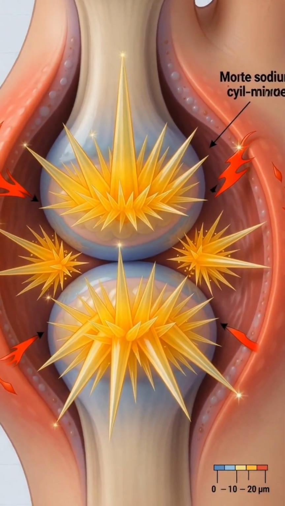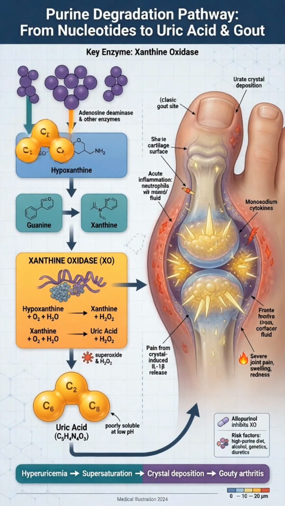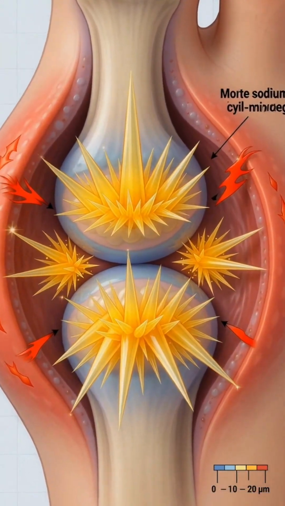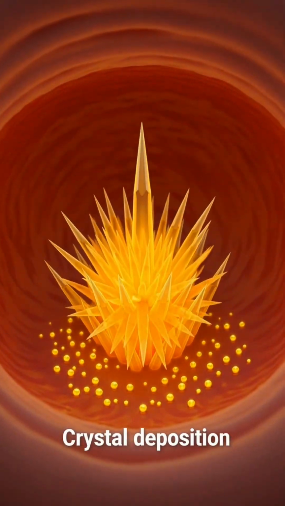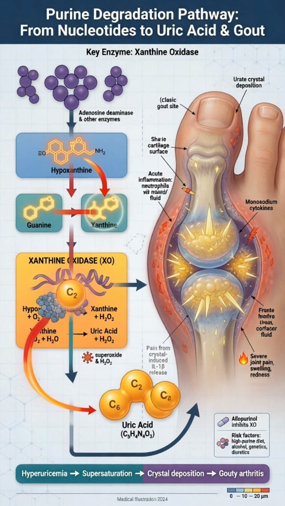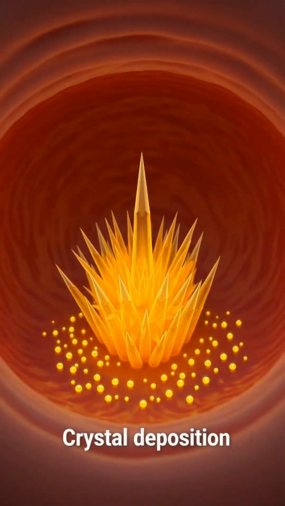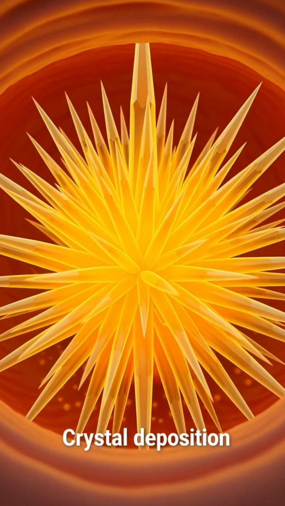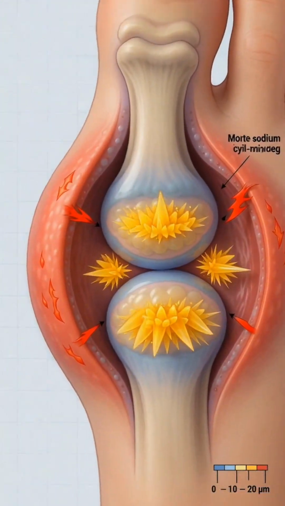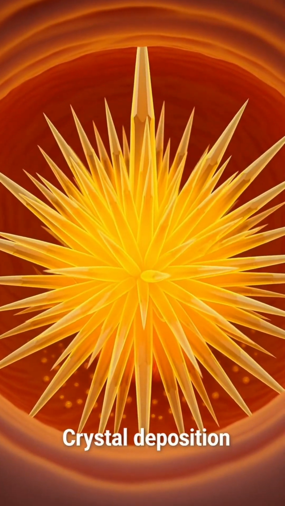Now, purine degradation and uric acid formation. When purines are no longer needed, they undergo degradation. Adenine and guanine are converted into xanthine. The enzyme xanthine oxidase then converts xanthine into uric acid. And you will notice that excess accumulation of uric acid can result in crystal deposition within joints, causing gout, as you can see in this image. This is a biochemical animation of purine breakdown.